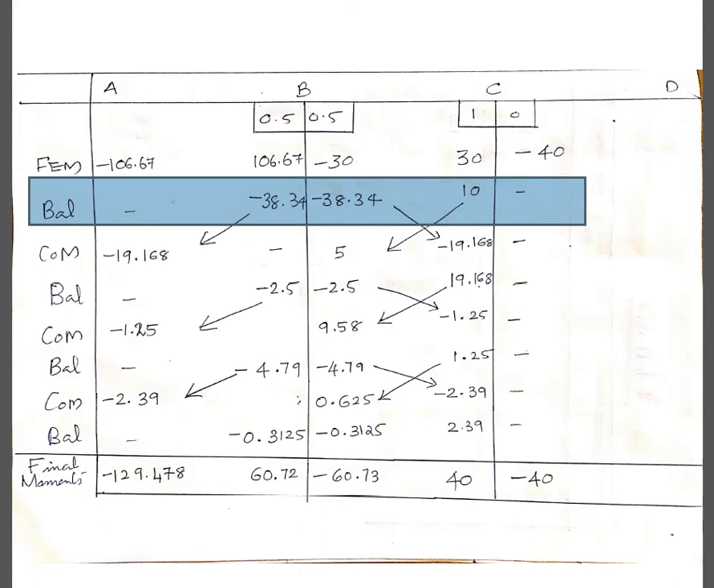So 106.67 minus 30 is the total moment, that into 0.5 into minus 1, which is equal to minus 38.34. Also the distribution factor is the same, so it is again minus 38.34. And at joint C, you can see that there are two moments, 30 and minus 40, and the resultant is minus 10.